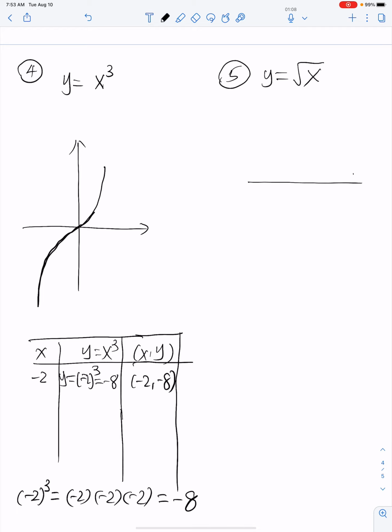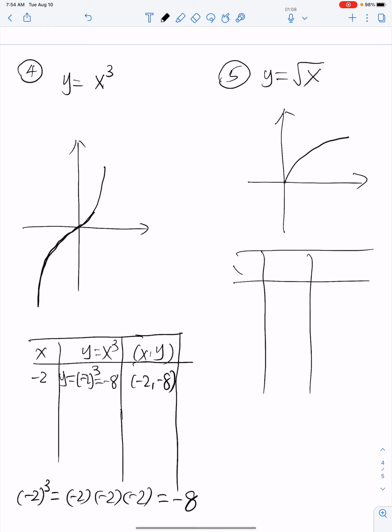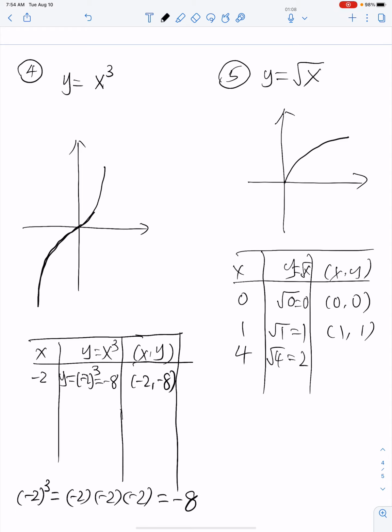Okay, so y equal to square root of x. This will be the picture like this. What is the most important thing? You can choose 0. What is the square root of 0? It's 0 too. The square root of 1 is 1. What is the next one? You never want to choose 2, you want to choose 4. The square root of 4 is 2. So 4, 2. With me?